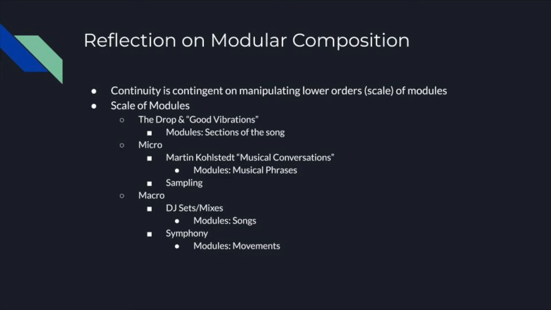Extrapolating to higher orders of module scale, DJ mixes and symphonies are modular music comprised of macro modules. To preserve continuity on this level, DJs, for example, would bridge songs using effects like pitch shift or reverb washes on the individual tracks themselves. Within each order of module magnitude, preserving continuity is contingent on manipulating the lower orders of magnitude.